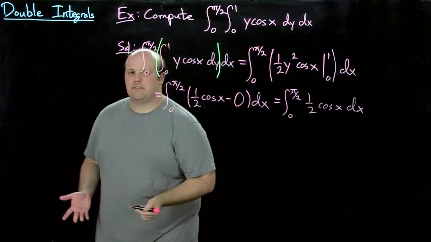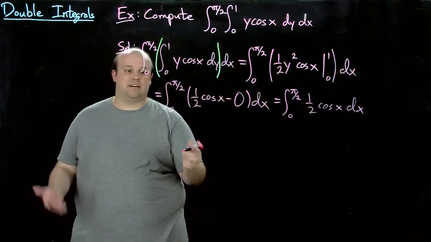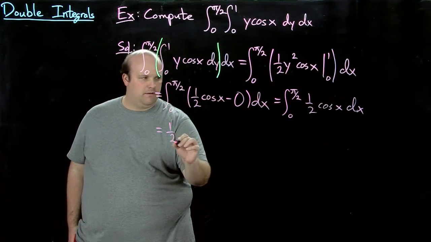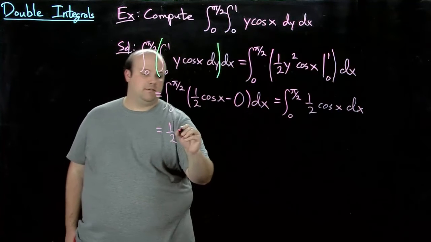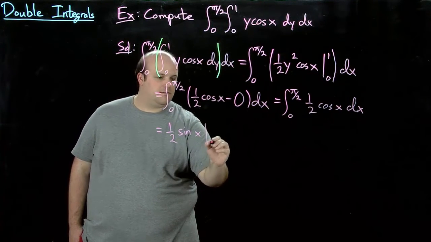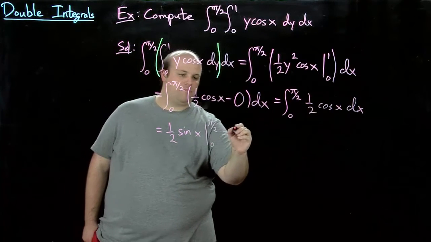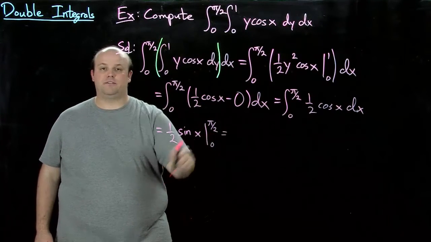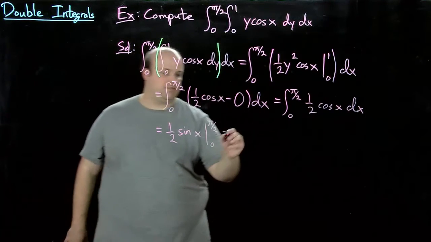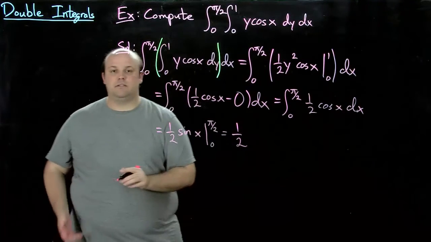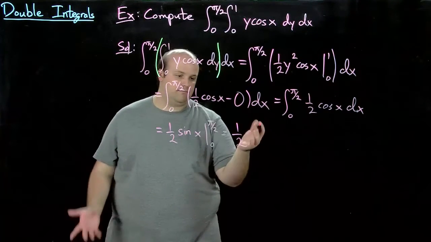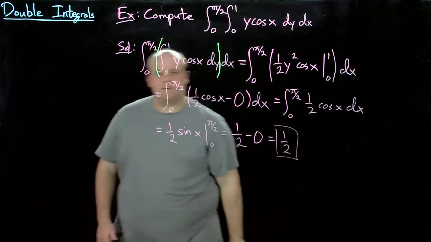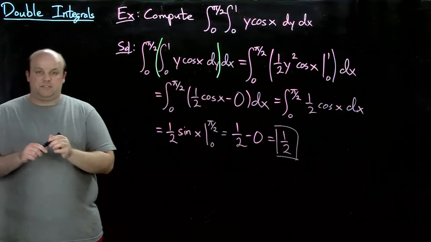So we have to integrate this with respect to x, but this is just back to Calc 1. So this becomes 1/2, the integral of cosine is sine x, from 0 to pi over 2. So now just plug in these two things. 1/2 sine of pi over 2. Well, sine of pi over 2 is 1, so that's just 1/2. Plug in 0. Sine of 0 is 0, so that's it. So our answer is just 1/2.